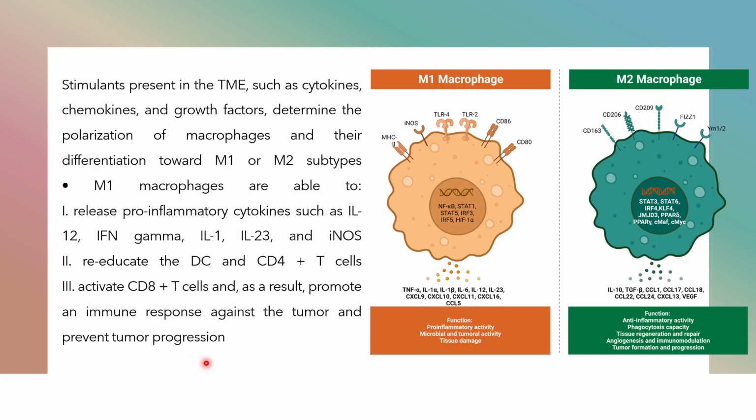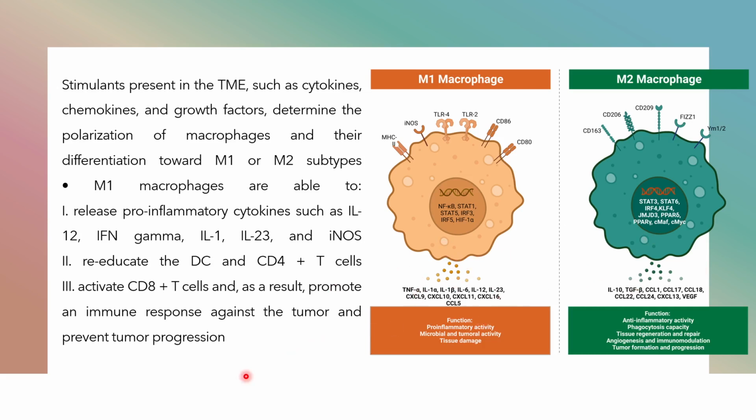Fine. Now you get to understand the difference between M1 macrophage and M2 macrophage. So this M1 macrophage generally leads to immune response against tumor progression, but M2 macrophage leads to more tumor generation. Fine. And they produce different types of pro-inflammatory cytokines.